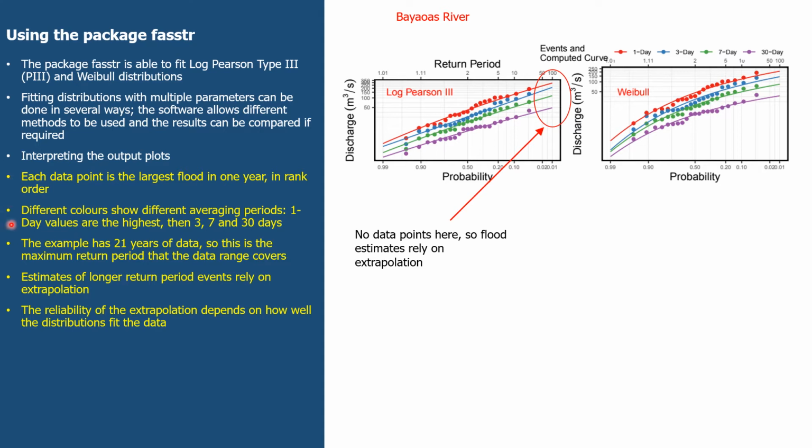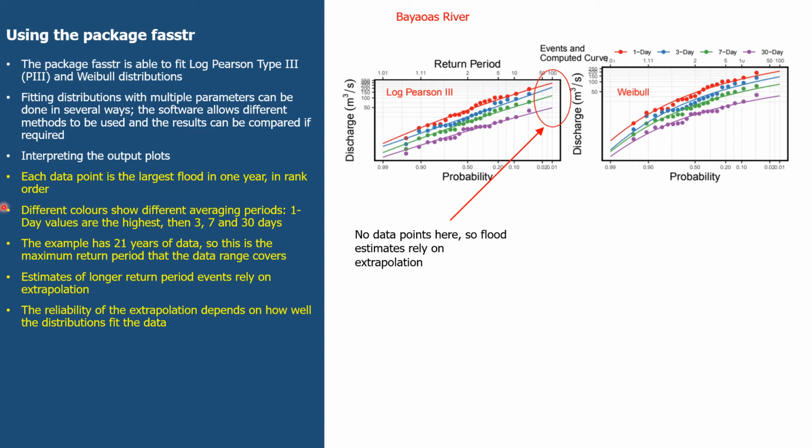The different colours on the graph show different averaging periods, the 1-day values in red, and then 3, 7 and 30 days in purple. And as we increase the averaging period, the magnitude of those events goes down because we're increasingly combining high flow days with days that have lower river flows, and therefore the average discharges reduce as the averaging period goes up.